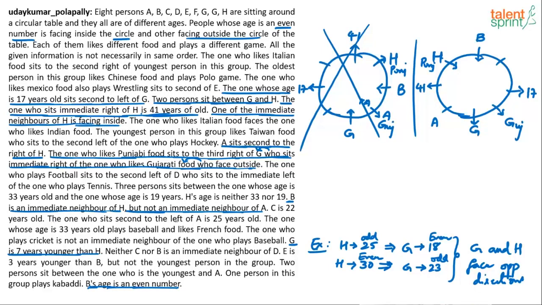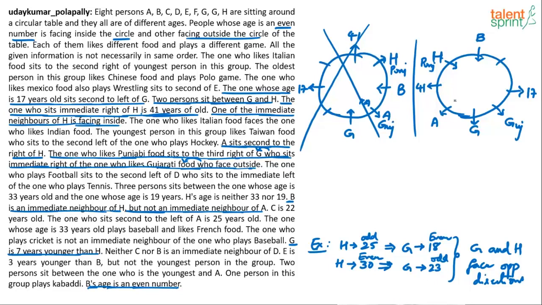The one who sits second to the left of A is 25 years old. What is left of A we do not know, but the second to the left of A should be 25 years old. Suppose A is facing center. Left of A will be clockwise, first and second, which means H should be 25 years old. But can H be 25 years old? No. Because if H is 25 years old, H should be facing outwards. Here H is facing inwards. So H cannot be 25 years old, which means A will not be facing center. A will be facing outwards.